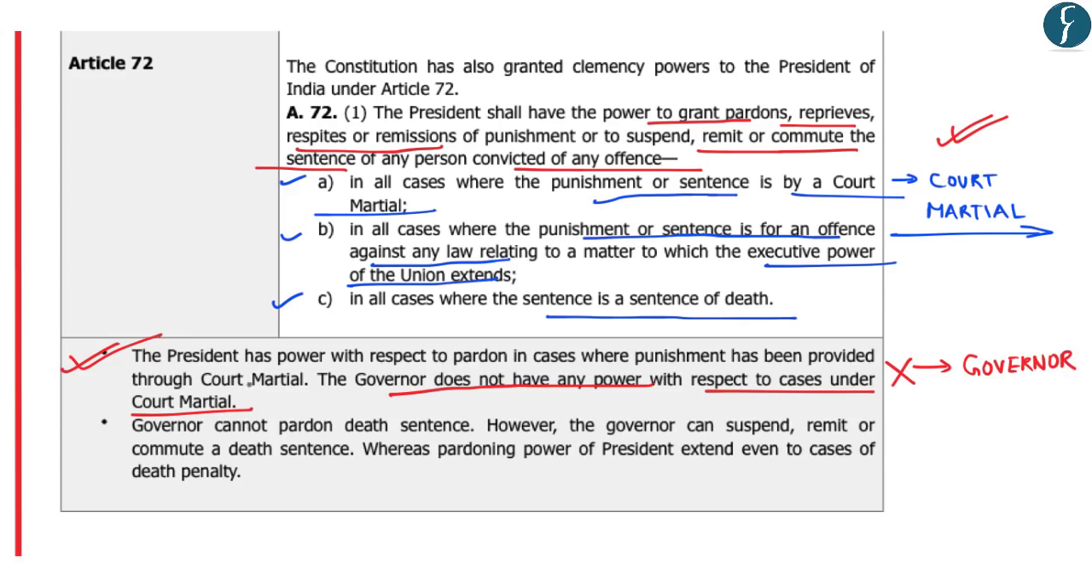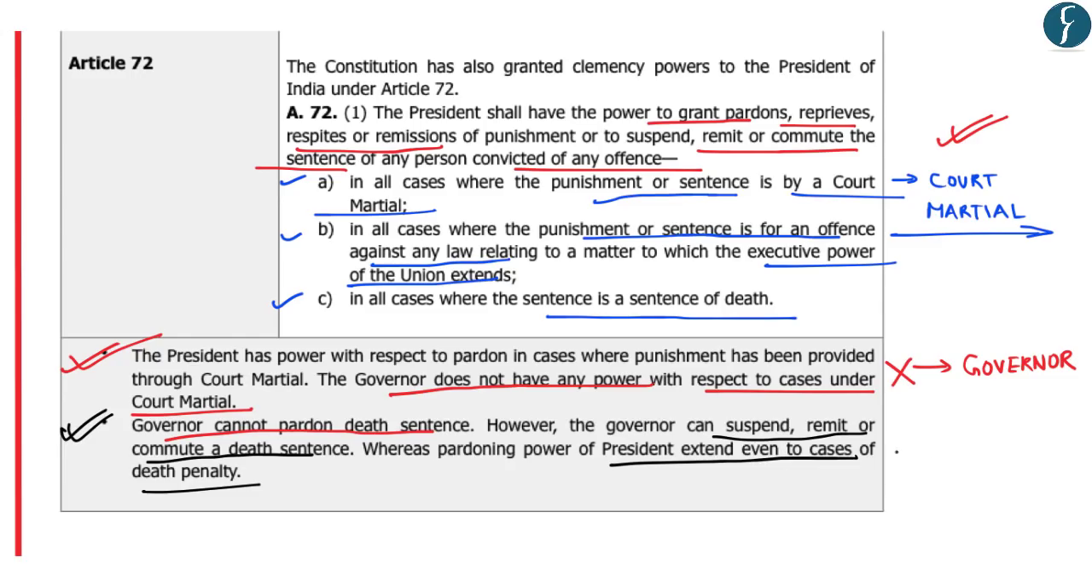Further it says governor cannot pardon death sentence. Now this again becomes an extremely important point to remember. However, the governor can only suspend, remit or commute a death sentence, whereas pardoning power of the president extends even to cases of death penalty. So this is another difference between the clemency power with respect to president and the governor.